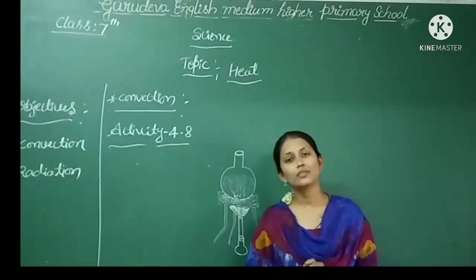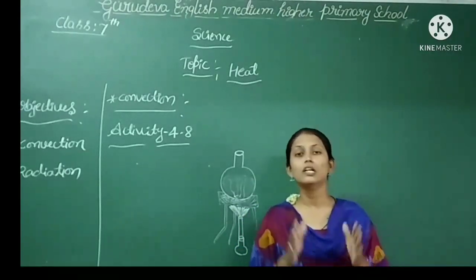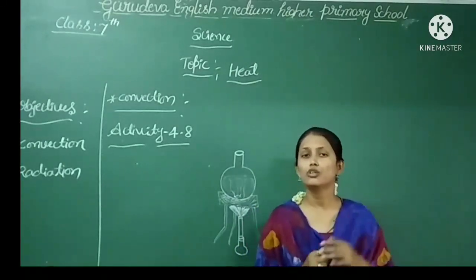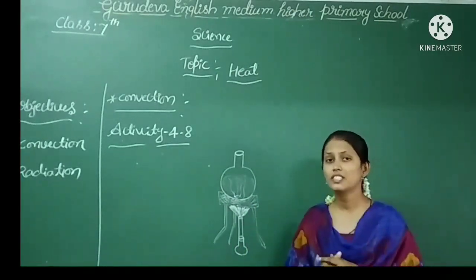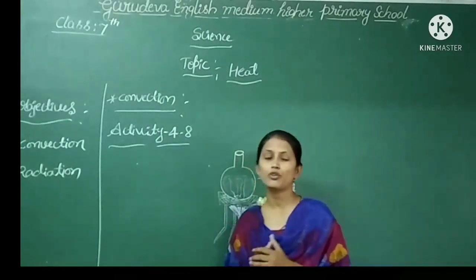Later we classified the materials into conductors and insulators. So these are all the concepts we learned in the last class. Today in our class we will take up the next concepts: the convection and radiation processes.